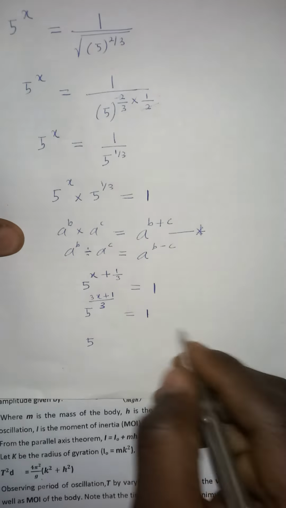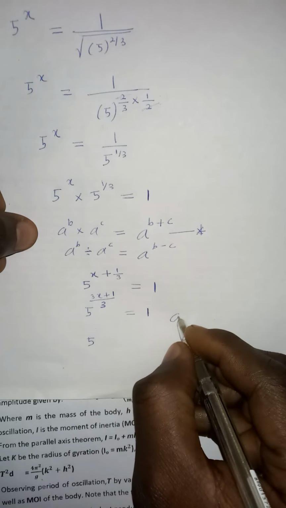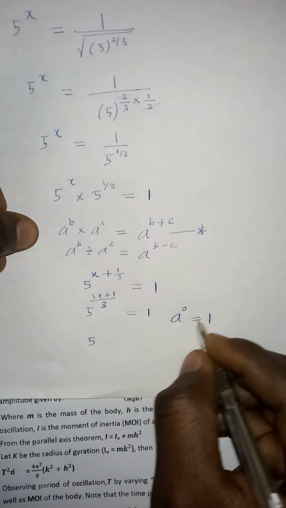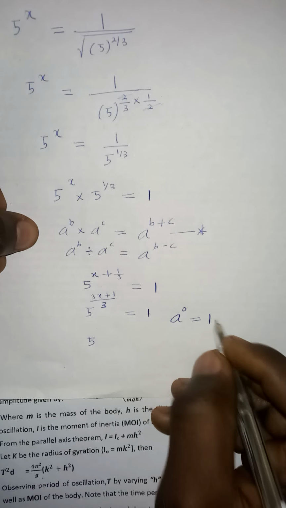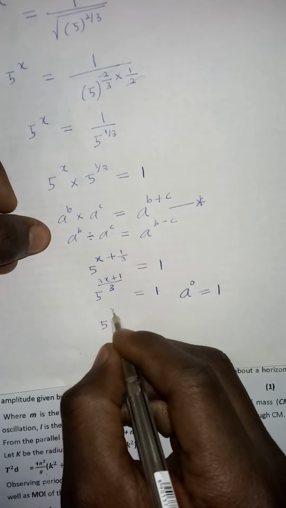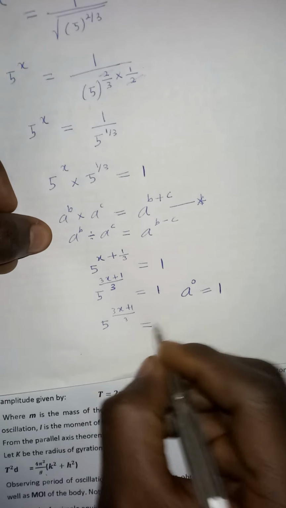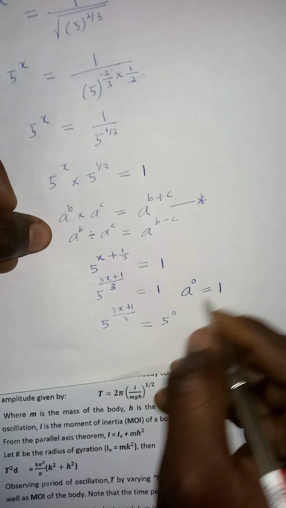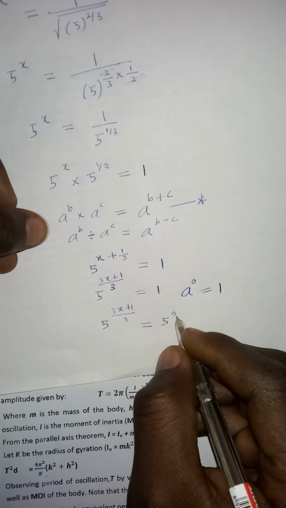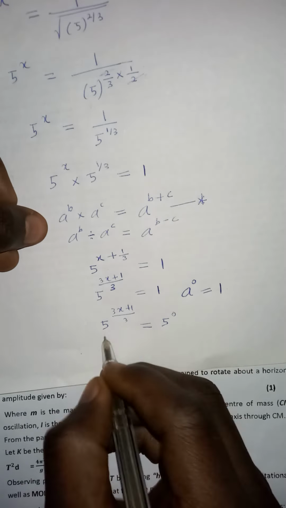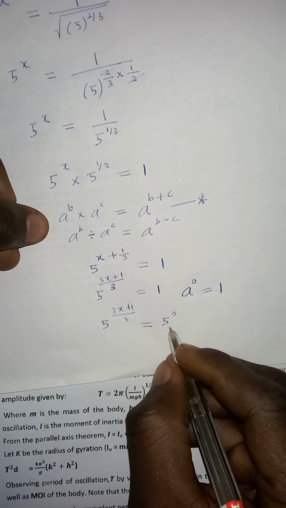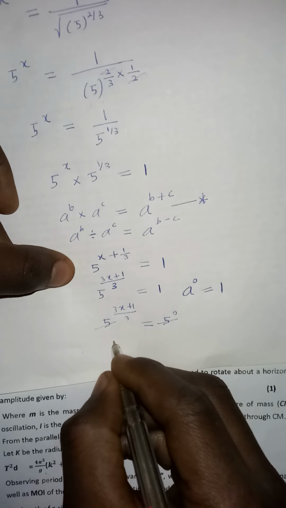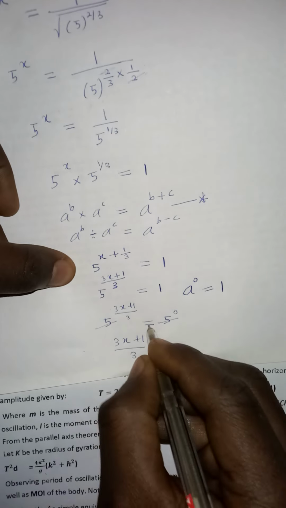Be noted, whenever we have any value raised to power 0, this is equal to 1 from the rule of indices. So now we have 3x plus 1 over 3 equal to 1. Instead of 1, I can replace 1 with 5 raised to power 0, since any value raised to power 0 is equal to 1. Now we have 5 at the base at the left hand side and 5 at the base at the right hand side, so the bases can cancel each other. We are left with 3x plus 1 over 3 now equal to 0.